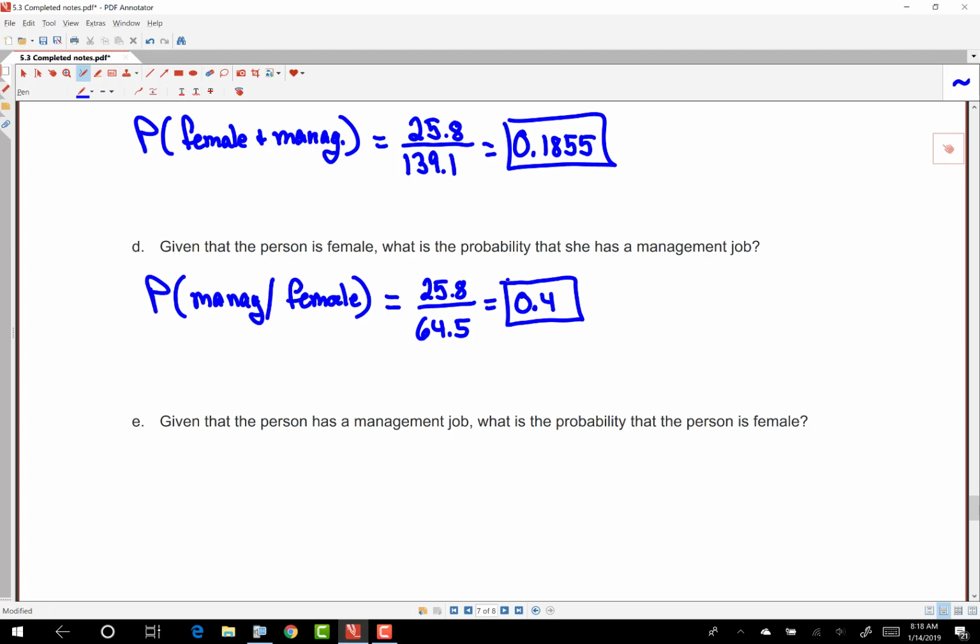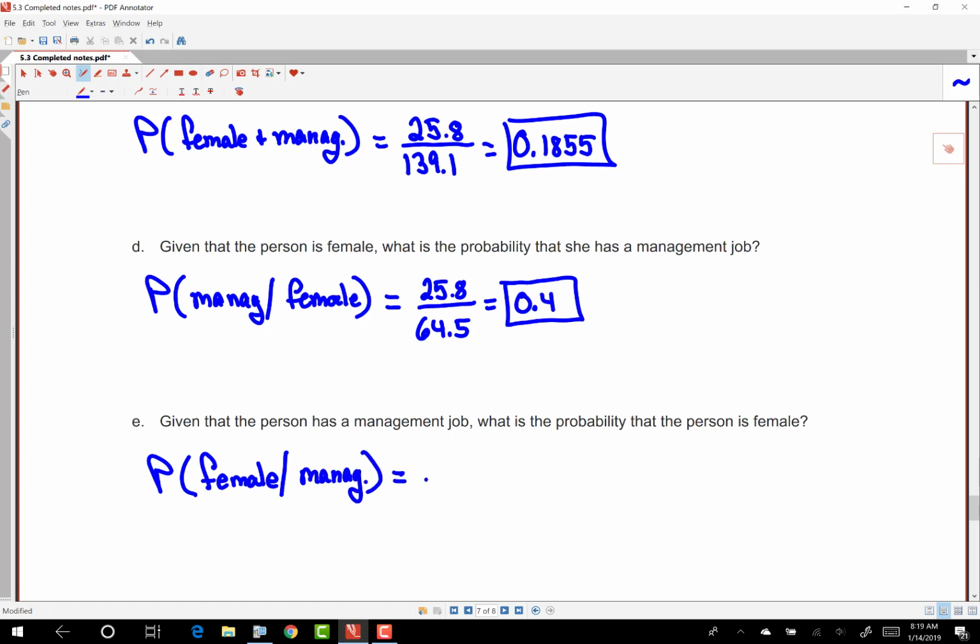Okay, now for part E, it says, given that the person has a management job, what is the probability that the person is a female? So we're going to flip it around. What's the probability of a female given that they're in management?